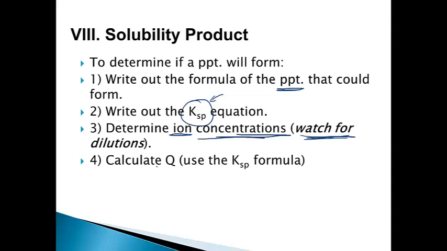Okay, next thing, calculate Q, and don't forget the Q is the exact same as the Ksp formula, so just plug in the values into the Ksp equation. Then the last thing, compare Q with the Ksp. Okay, and the Ksp for the precipitate you have to look up in the table.